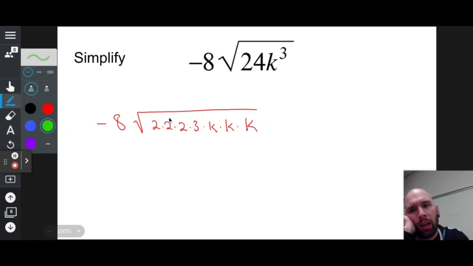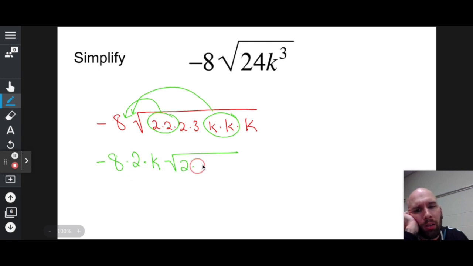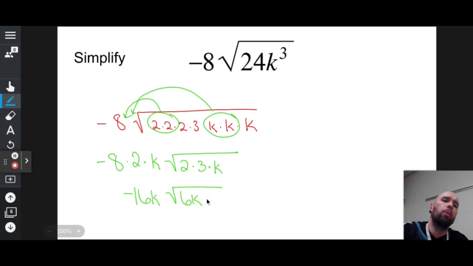Let's bring out a pair of 2's next to that negative 8. No 3's go out. Let's bring out a pair of k's. That goes out too. So on the outside, you now have negative 8 times 2 times k. On the inside, you have a 2 times 3 times k left over. Negative 8 times 2 is negative 16. K comes along for the ride. 2 times 3 is 6, and k comes along for the ride. Not bad, right?